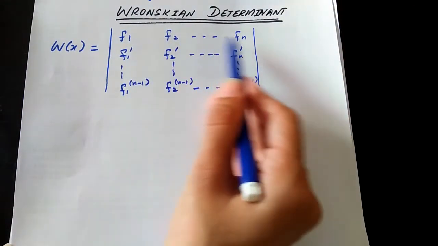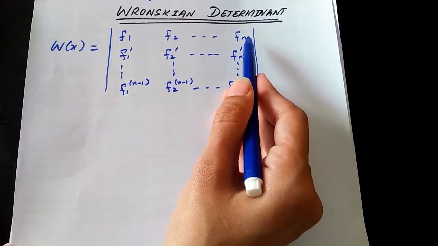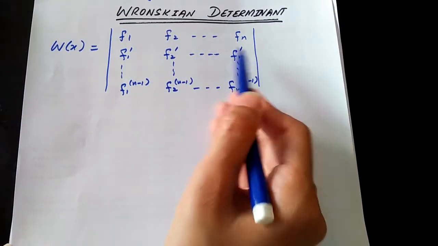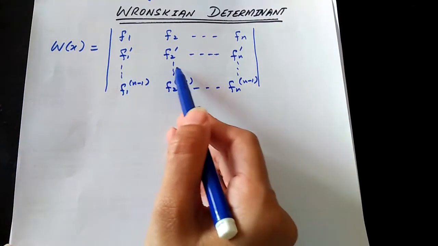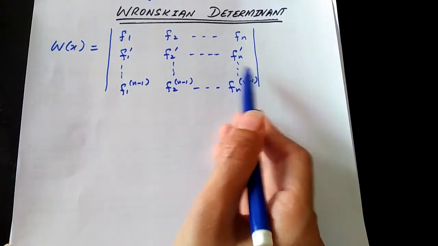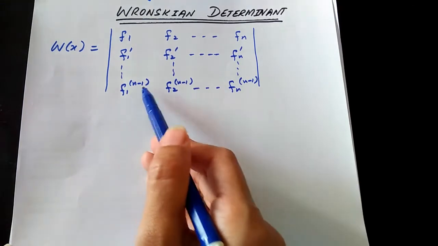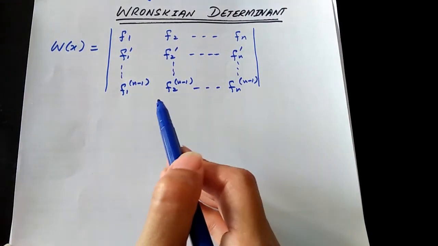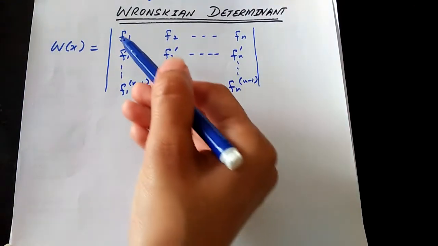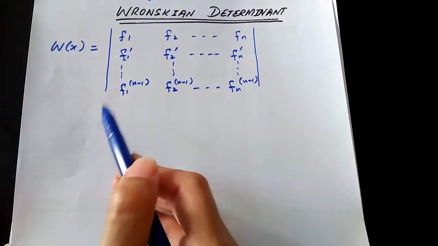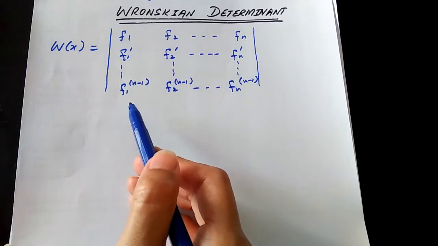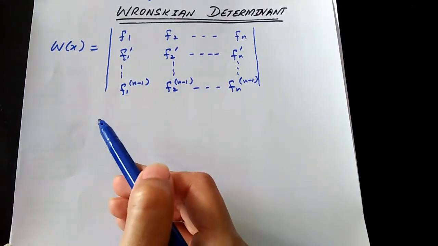The first row contains all your functions. The second row contains the first derivative of those functions. The third row contains the second derivative of those functions, up to the n-1 times derivative of the given function. Now, how many rows you will write, or how many derivatives you will take, will be determined by the number of functions you are given.